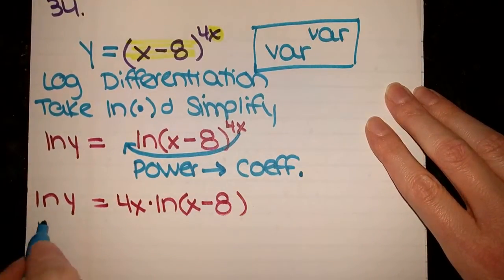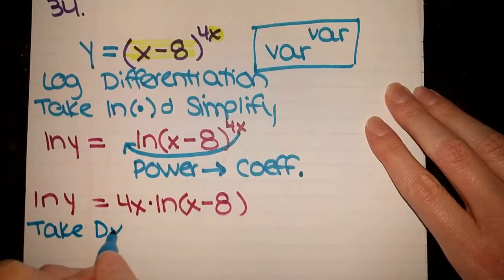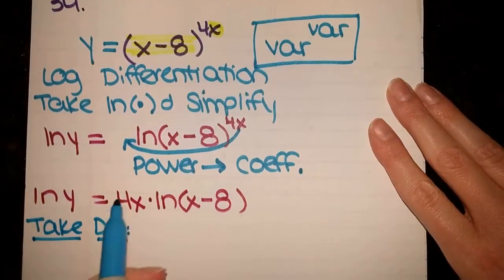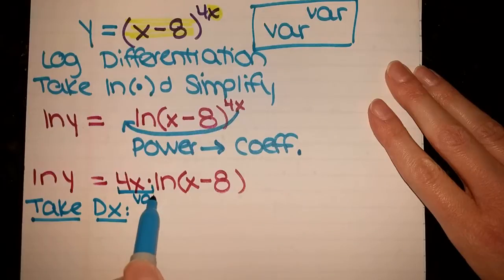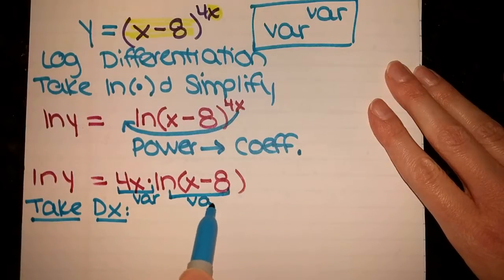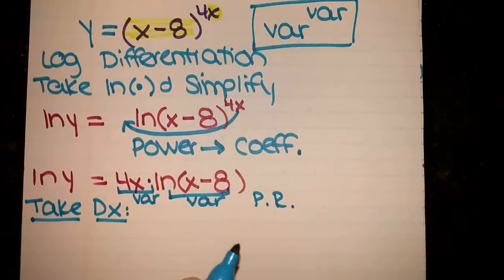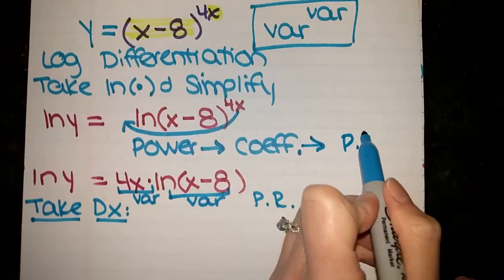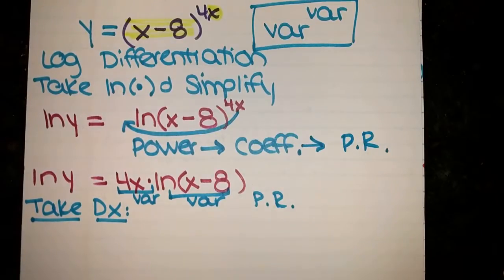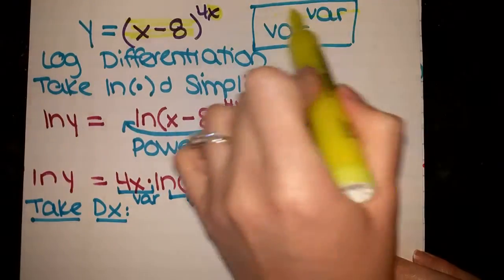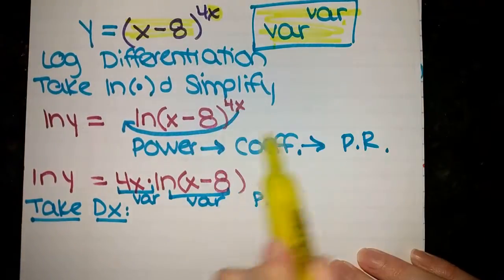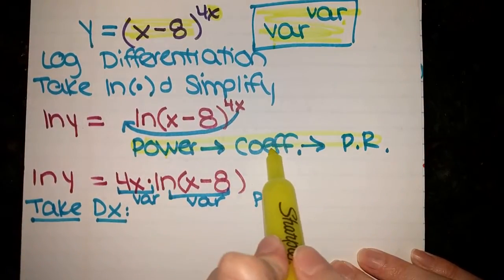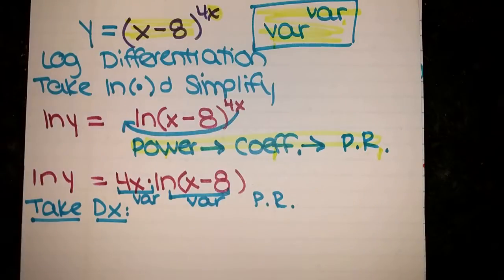So now we're in the position to take the derivative. Now, when we take the derivative, you have 4x here, which is a variable expression, times another variable. And when you have a variable times a variable, you have to use the product rule. And for that reason, when you're bringing down the power, it becomes a coefficient, and the next step is probably going to be the product rule. And this is going to hold true any time you have this structure of variable to a variable. The power becomes a coefficient, and then you go into the product rule.